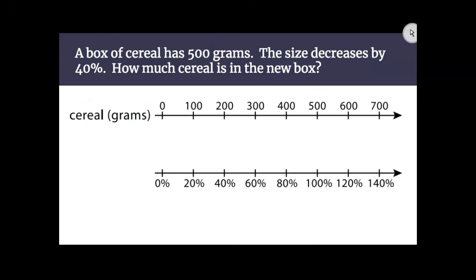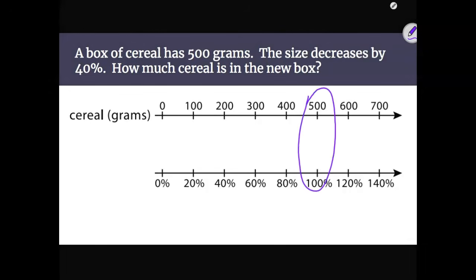So let's start with the more basic problem. A box of cereal has 500 grams, and then the size decreases by 40%. How much cereal is in the new box? So in this time, the original amount is 500 grams. That's going to represent our 100%. When you're trying to create a double number line, you want to think about nice scales. So in this case, because I need to go down by 40%, I might want to count by 20%. So if 500 is 100%, then 100 is 20%. So we can divide by 5 to get there.